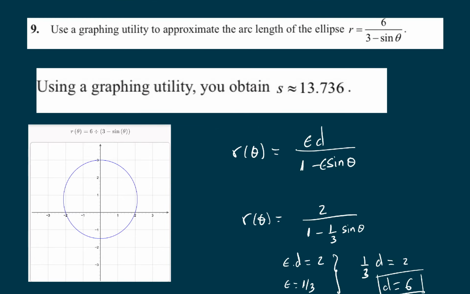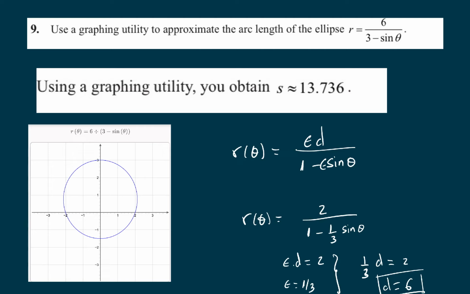Okay, this problem asks you to use a graphing utility. So they give you a polar equation. This is the polar equation: 6 divided by 3 minus sine of theta. What does this polar equation represent? This polar equation represents an ellipse.